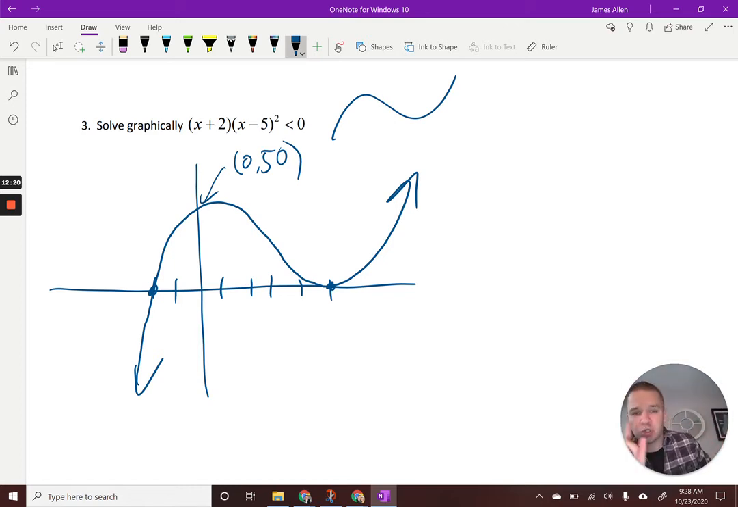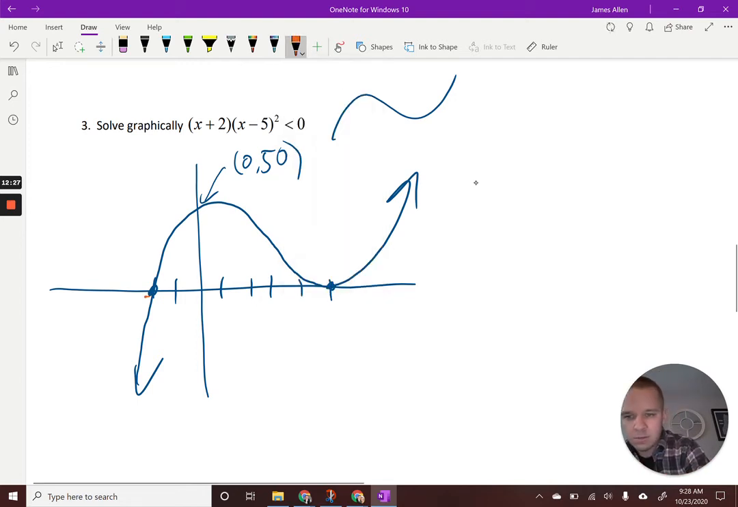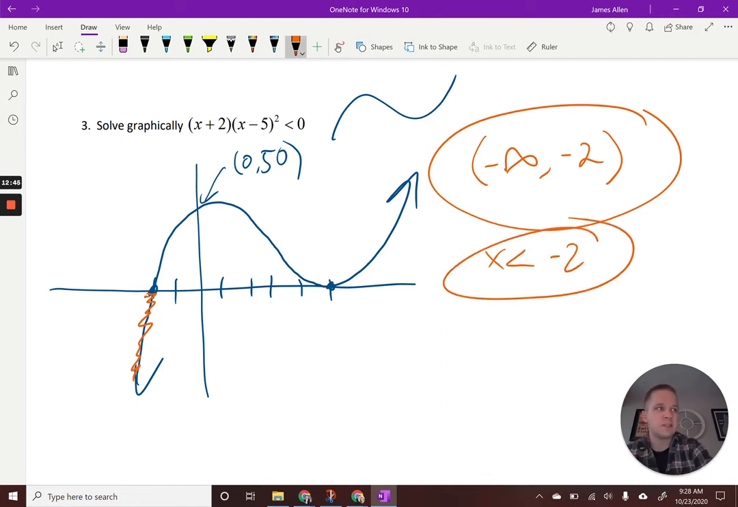All righty. When is it less than 0? Strictly less than. It is strictly less than only in this portion down here. It's only where it's less than 0. So my answer for this one would be when it's -infinity to -2, not including -2. There's my answer. Or you could say x is less than -2. That's another acceptable answer there for that one.